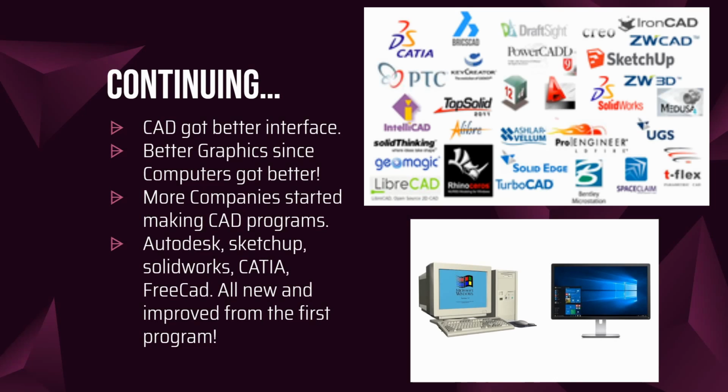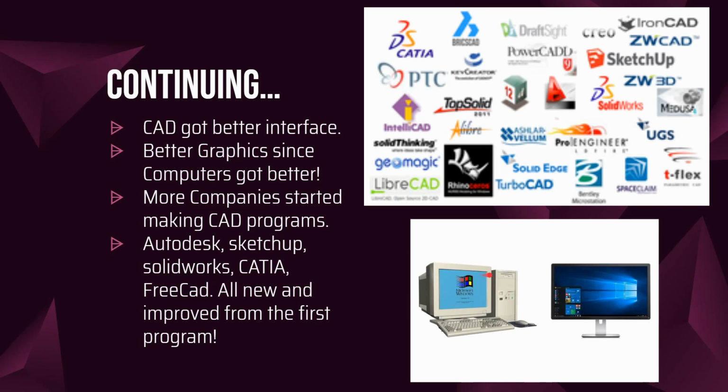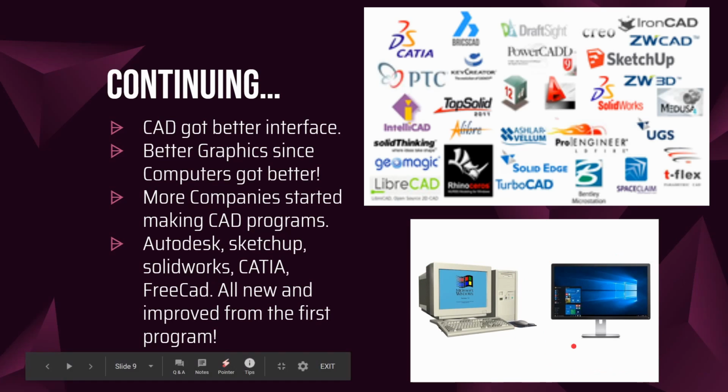Continuing on, computer-aided design got way better interfaces, and computers got way better graphics and cheaper. More companies started using CAD and making CAD programs like Autodesk, SketchUp, SolidWorks, CATIA, FreeCAD, and it all improves from that point on. So if you can see, this is an old computer, probably a Windows 95 computer right there, versus just a monitor of a computer. And there are computers called all-in-one computers that are basically this size. Just look at the size difference.